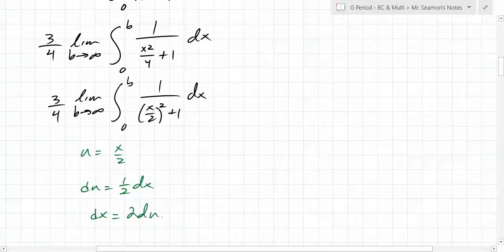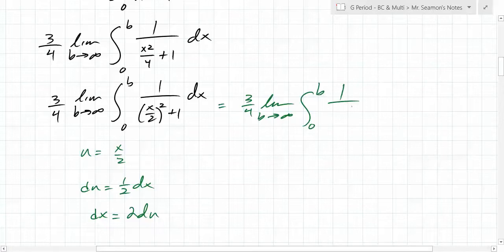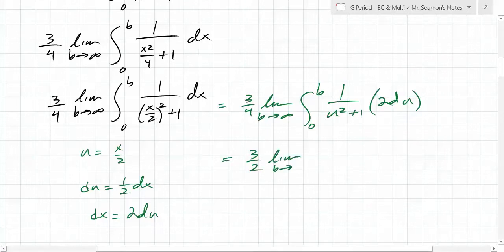2 du. Now that we've figured out what u is, we get to do the substitution part of U substitution. You guys called it W substitution, right? I think it's U substitution. So now we take this, and what does it become? 3/4 the limit as b goes to infinity, 0 to b of 1 over u squared plus 1, but instead of dx, what do we write? 2 du, right? What can we factor out to the front? The 2 cancels with the 4, leaving us with 3 over 2, the limit as b goes to infinity of 0 to b of 1 over u squared plus 1 du.